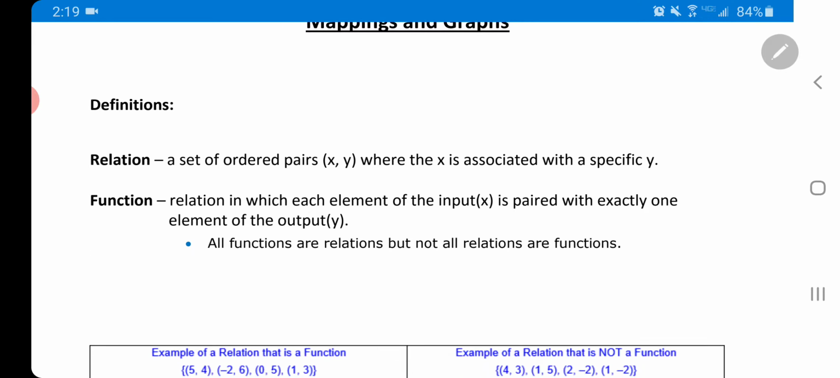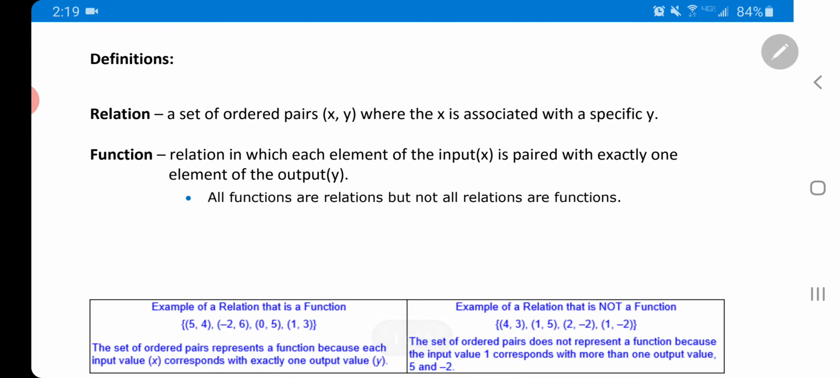It says a relation is a set of ordered pairs (x, y) where the x is associated with a specific y. So as long as you have some ordered pairs, you have a relation. Now a function is a relation in which each element of the input, x, is paired with exactly one element of the output, y. All functions are relations, but not all relations are functions. So pretty much what that is saying is that for every x value, or independent value, I'm going to be paired with exactly one and only one y value, aka dependent value.